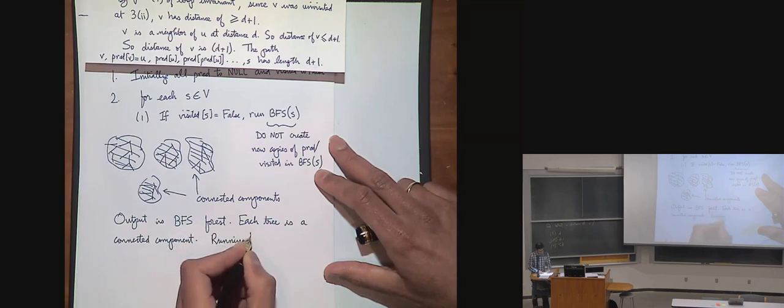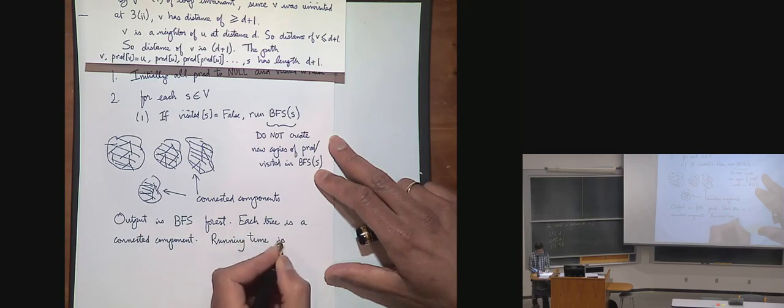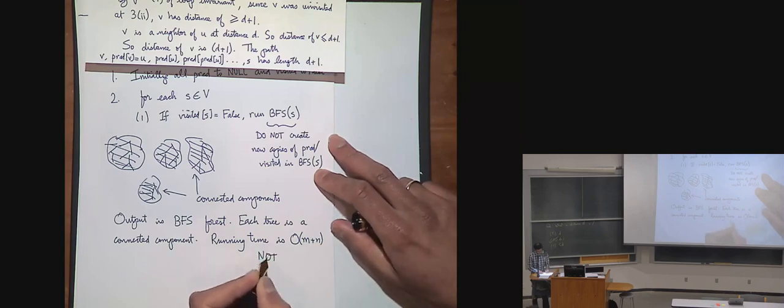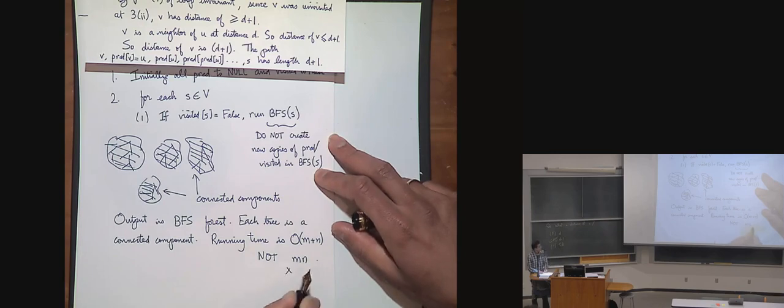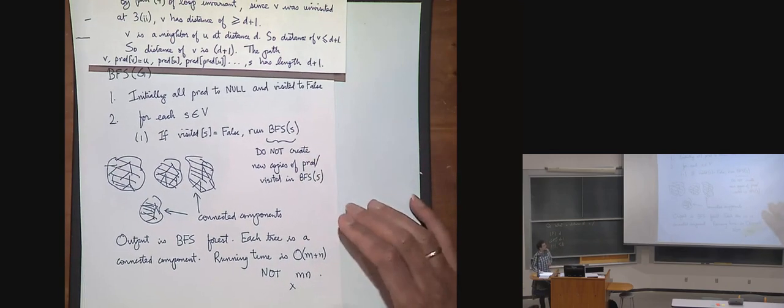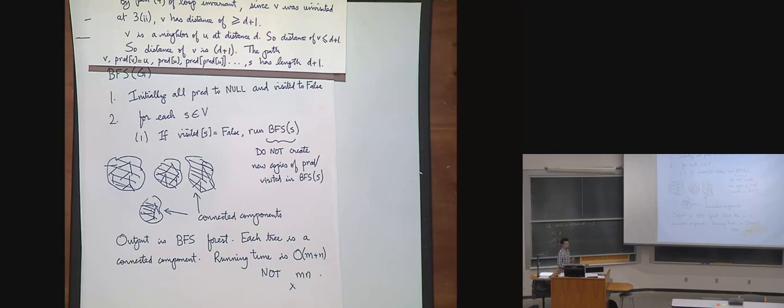and the running time is O of n plus m, not m times n. It's not like you're running n BFSs. Actually, how many BFSs do you actually run in the end? It's the number of connected components. So if you only have one connected component, you'll just run one, and that's it.